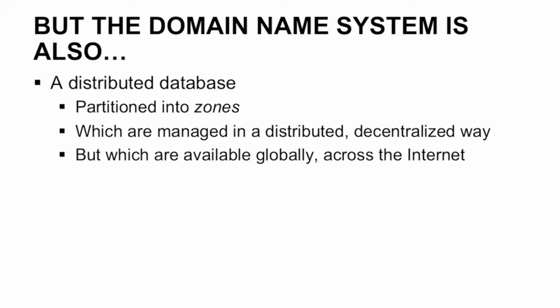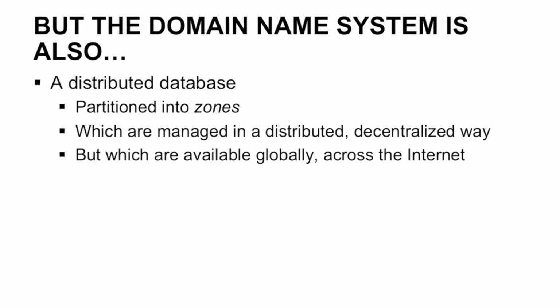But the Domain Name System is also a distributed database, which is partitioned into things called zones. We'll talk more about zones in an upcoming section. These zones can be managed in a distributed, decentralized way, but the data within those zones can be made available globally across the entire internet. Organizations connected to the internet can manage their own zones almost completely autonomously, and yet the information in those zones can be made available to anyone else. Note how closely this lines up with the original design goals for DNS.